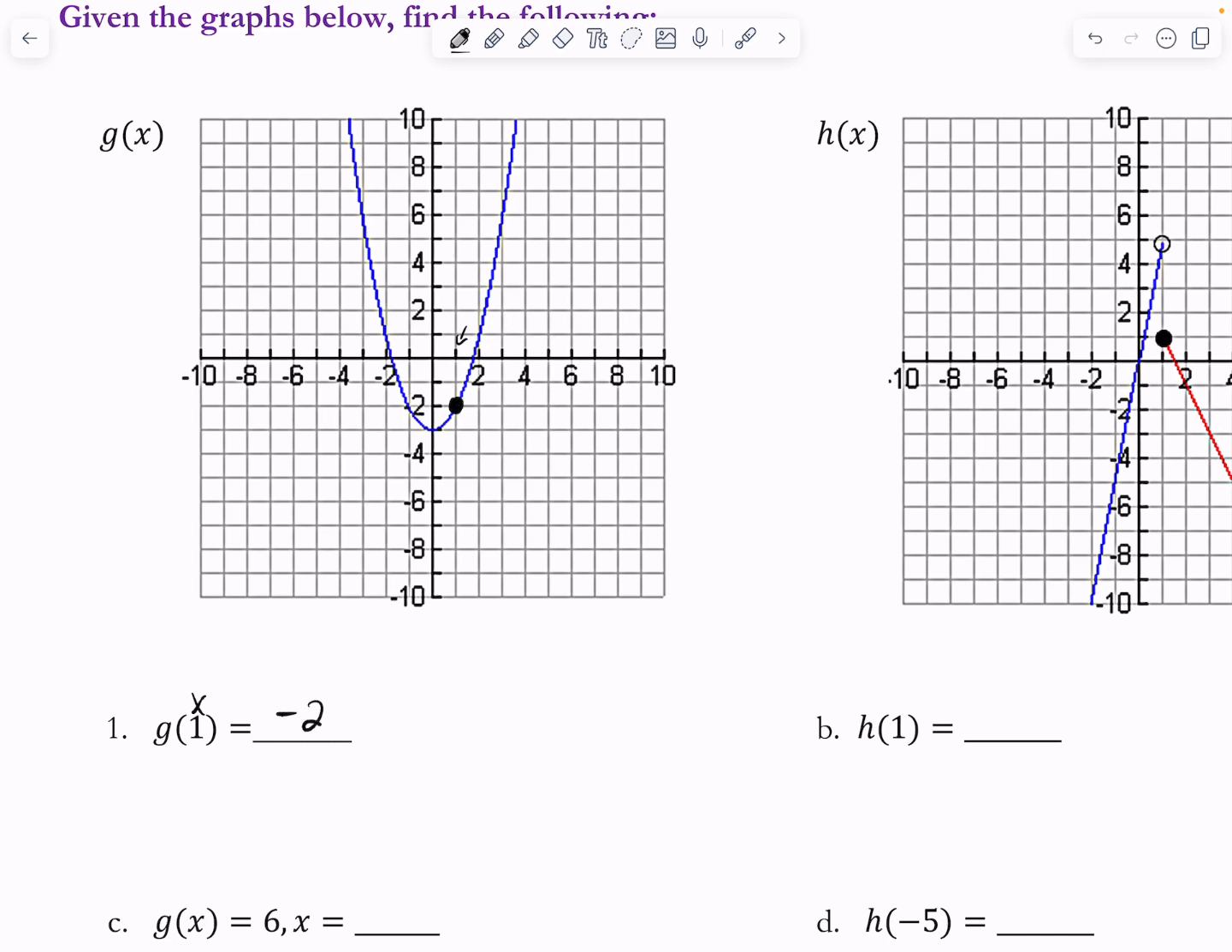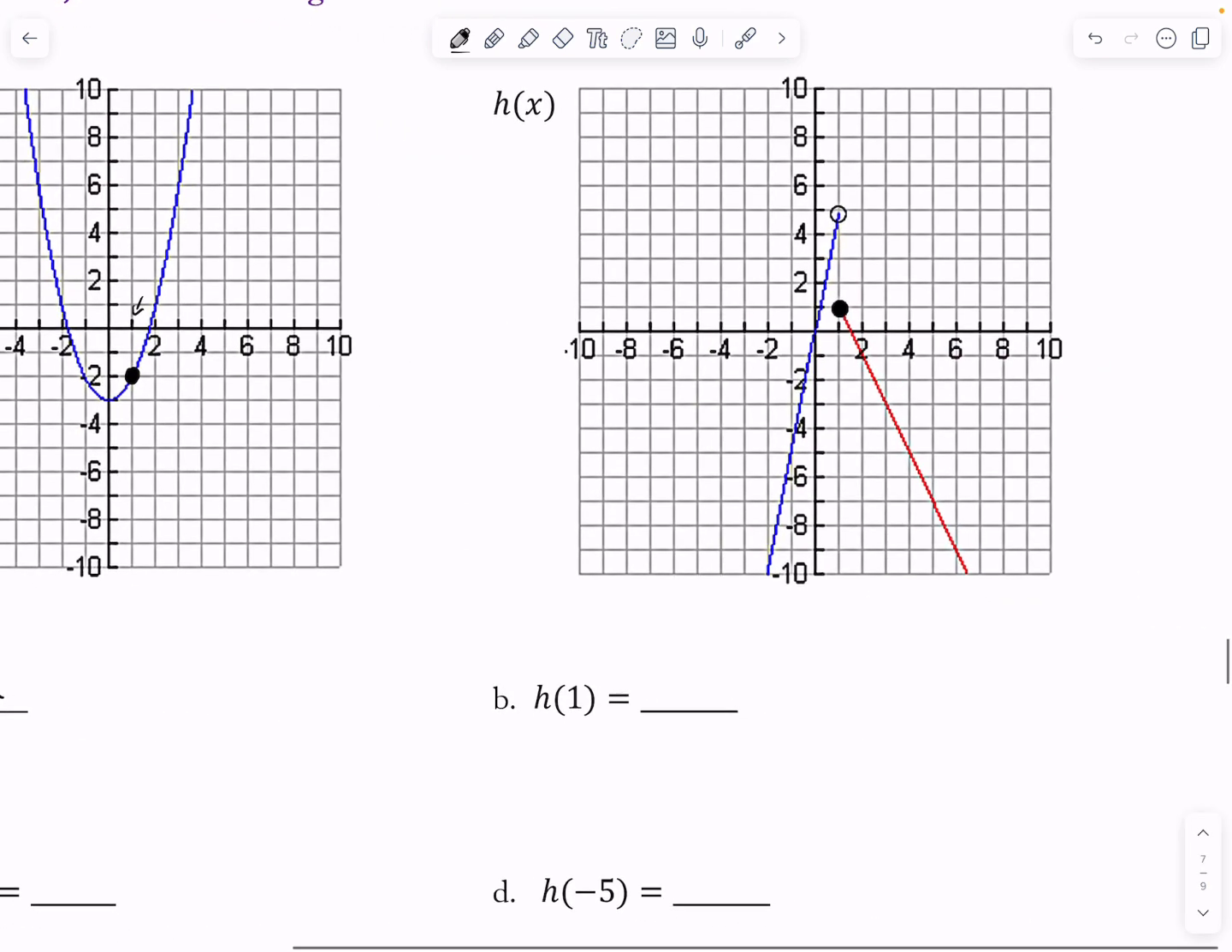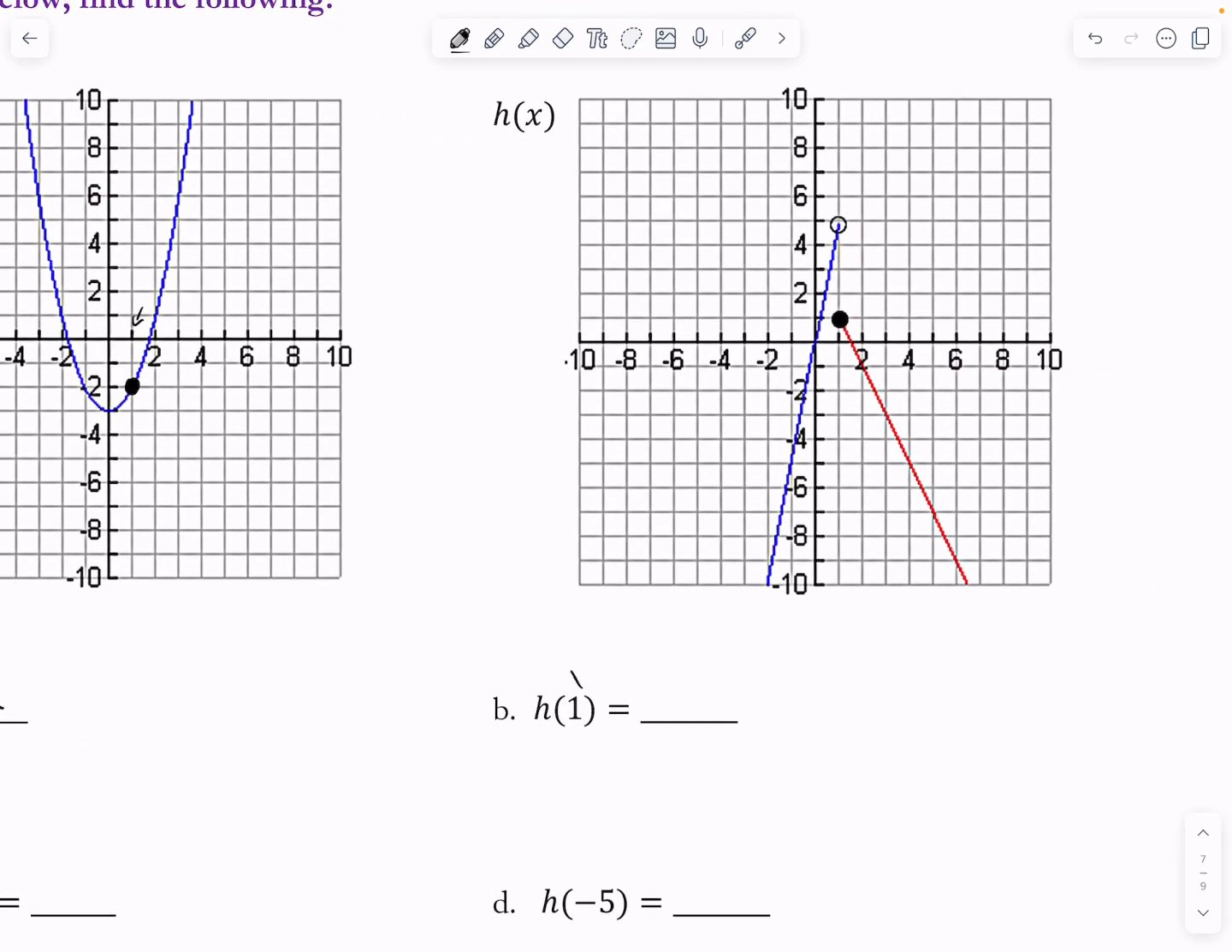Same thing for h of 1, plugging in 1 for x. You'll notice that if I go here, you might think there are 2 points, but there are not because of that open circle. It's not included at 1, 5. So I always think of it like, if I'm traveling on this blue line, left to right, when I get to that open circle, I jump down to this point and then continue on the red line. So 1, 1 would be that answer.